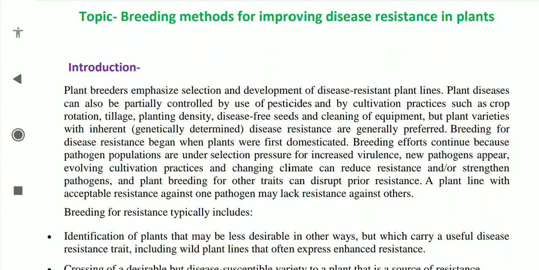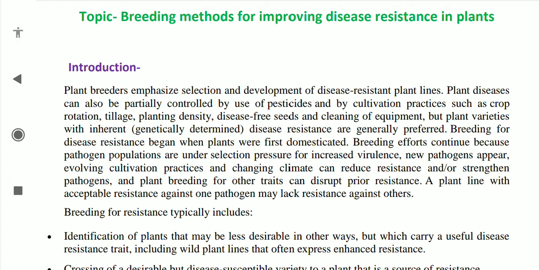Hello students, today we will study breeding methods for improving disease resistance in plants. Earlier we had studied structural and biochemical differences in plants. Plant breeding involves the plant breeders. Plant breeders emphasize the selection and development of disease resistant plants.